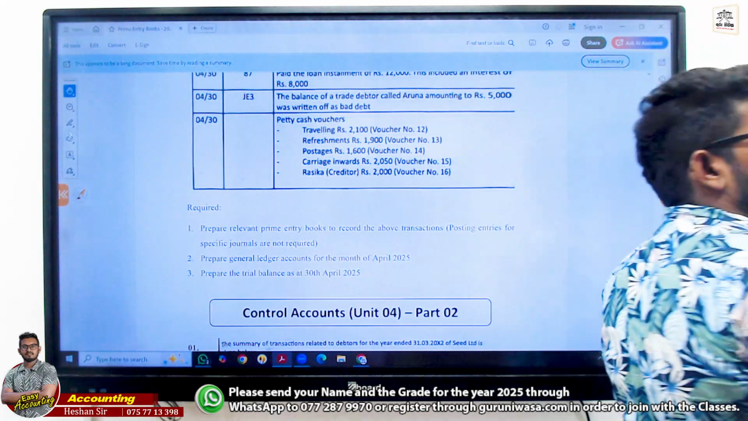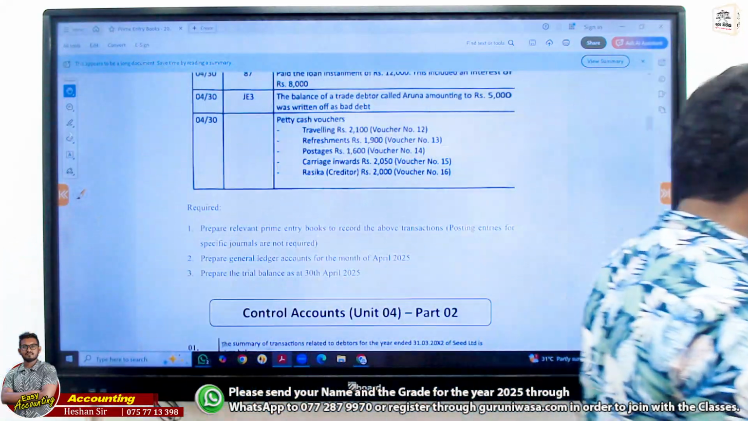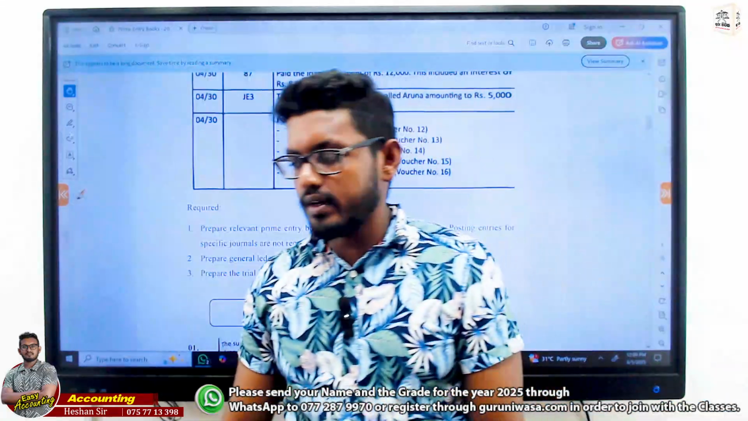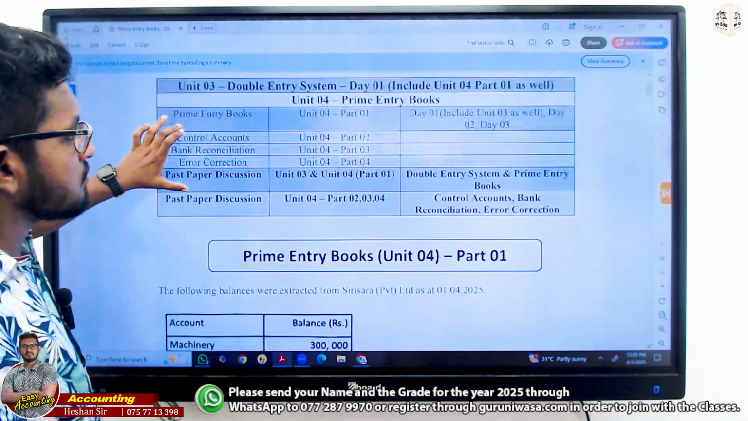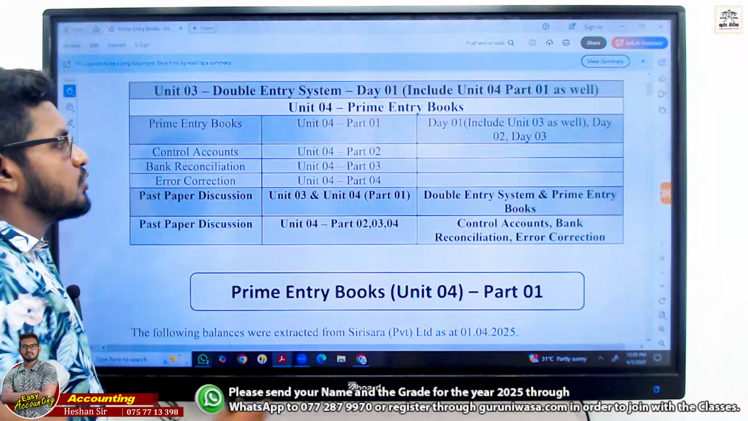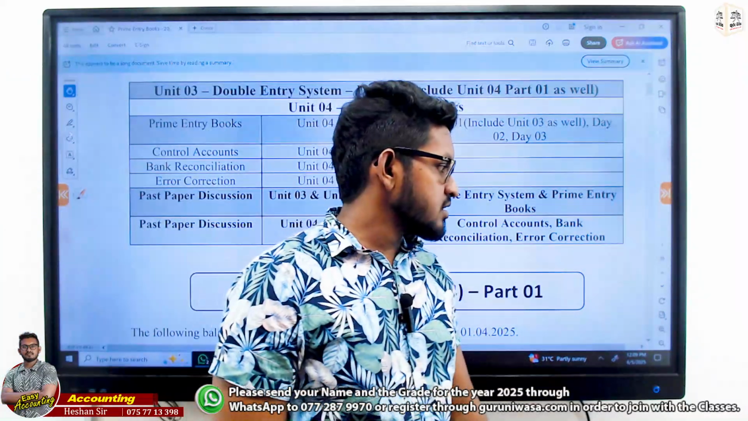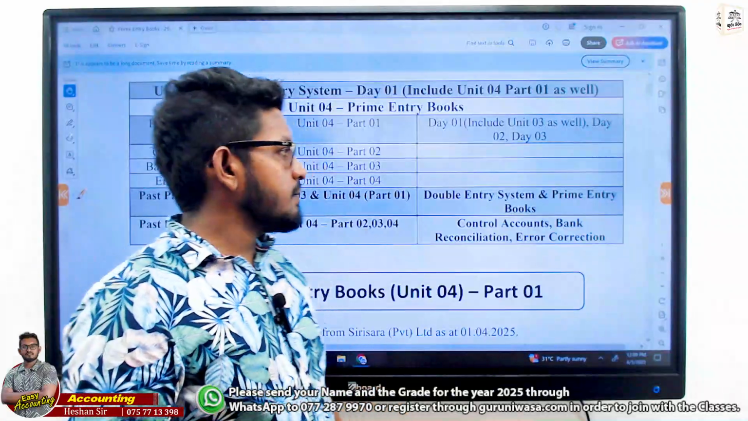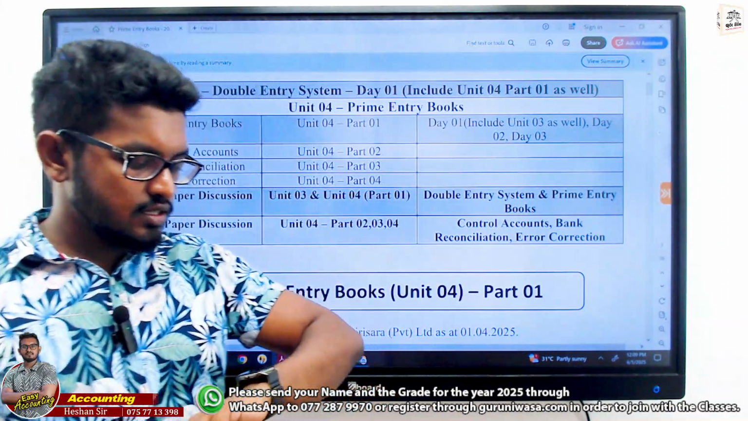All right. Now I'm going to give you a break. How many minutes do you need? Okay, I'll give you a 20 minute break today. Then we can go to the control account. Primary books part 1 is fully done. Now unit 4 part 2 I'm going to do: control accounts. Next week we can finish bank reconciliation and error correction. So first today let's finish the control account. Okay, let's meet at 12:30, right?